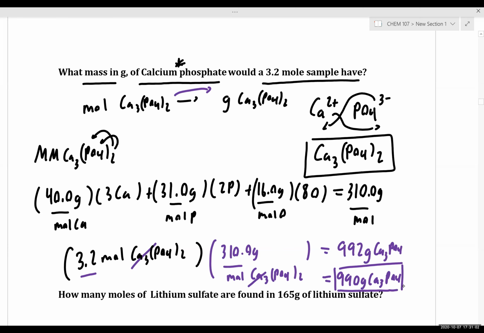Does this example make sense? The only thing that's new here is that you have to apply your previous nomenclature skills towards solving and figuring out the formula of your compound. Does that make sense?